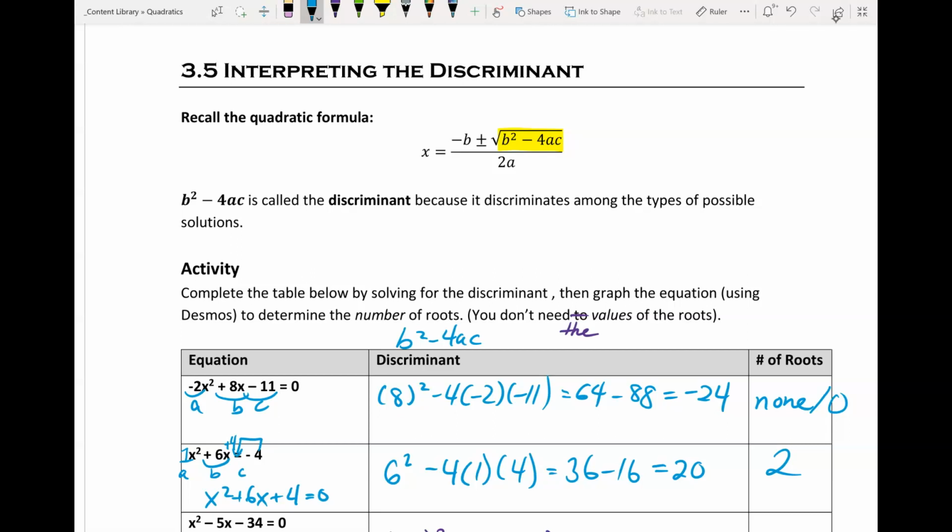So I want you to go ahead and fill in the rest of this table. Find the discriminant of each. And then afterwards, state how many roots there are by using Desmos.